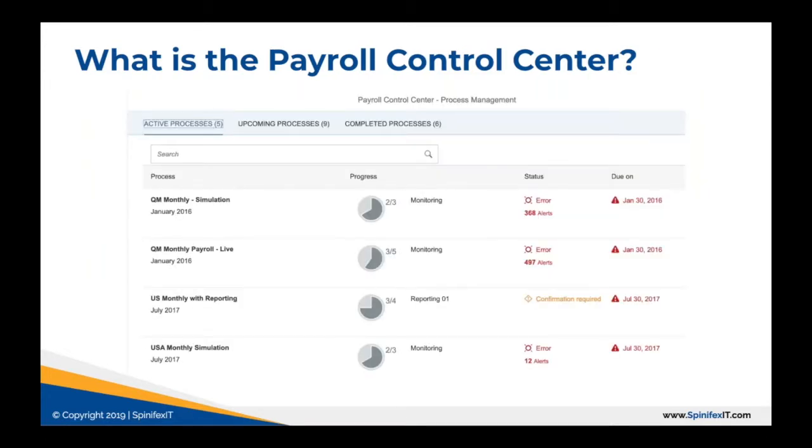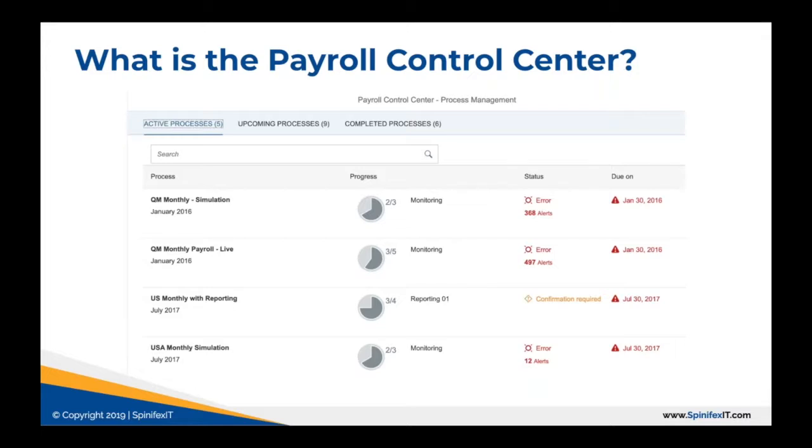So here's what the Payroll Control Center looks like, and Stephen's going to get into more detail with all this. But this is what I was talking about. We have a few different payrolls running here. Some of them we have in monitoring phase, and that's where here we call it simulation, January 2016. So we know we're 2/3 the way in. We have 368 alerts, and so now we need to go and we can assign those.